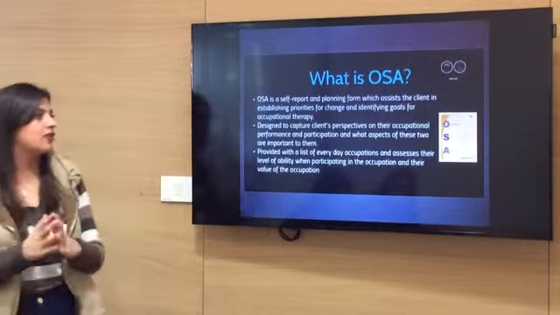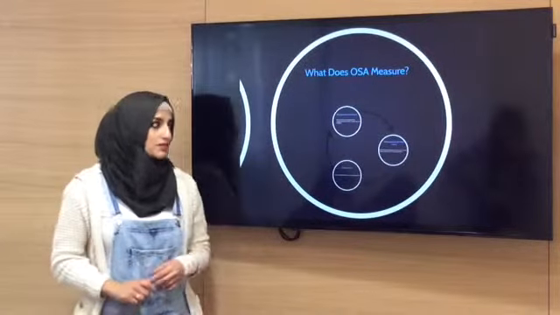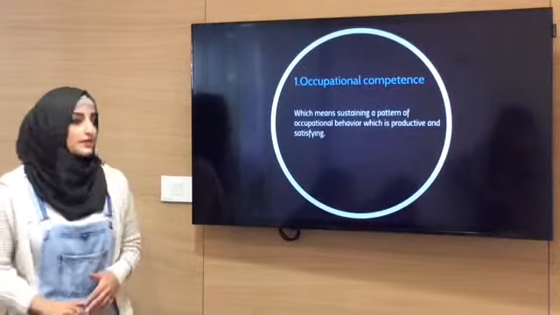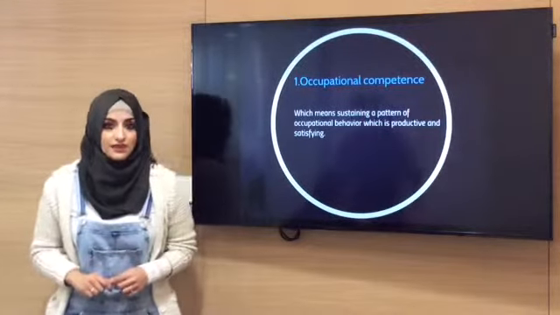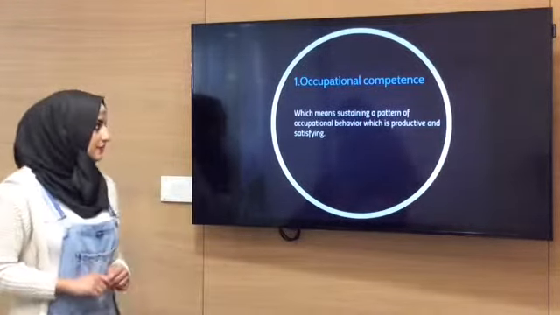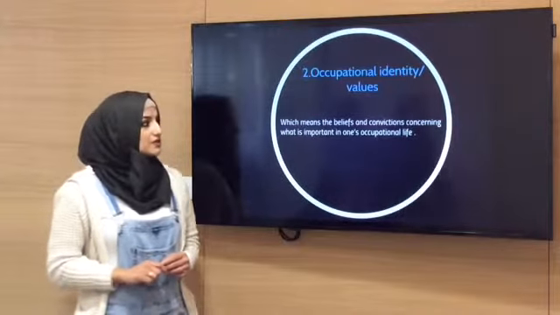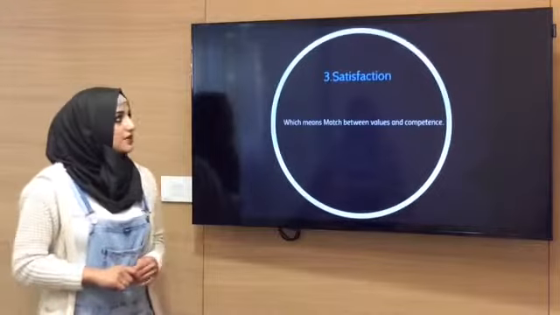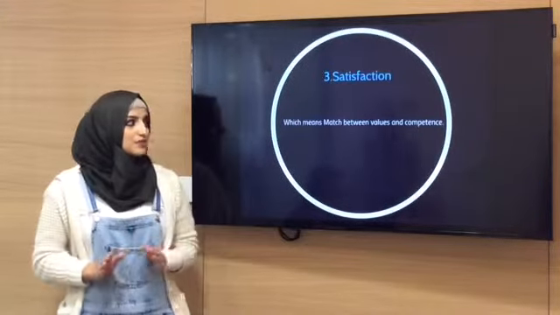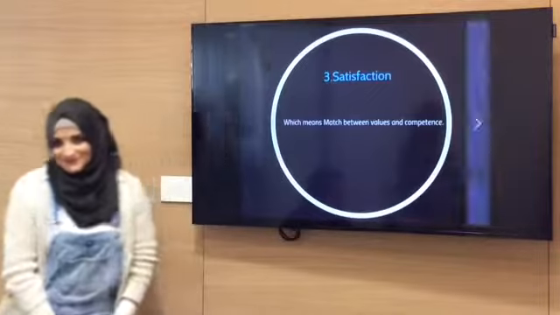So there are two concepts that influence OSA. The first one is MOHO. The second one is the Canadian concepts of the client-centered practice. So what does OSA measure? The first one is the occupational competence, which means sustaining a pattern of occupational behavior which is productive and satisfying. The second one is occupational identity or values, which means the beliefs and convictions concerning what is important in one's occupational life. The third one is satisfaction, which means the match between values and competence.